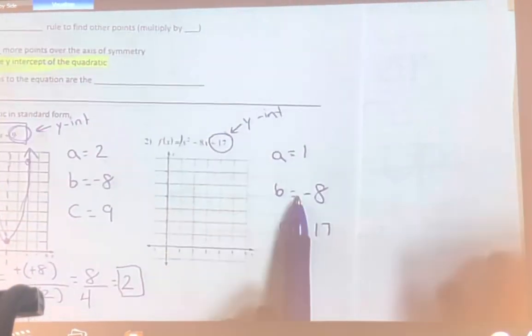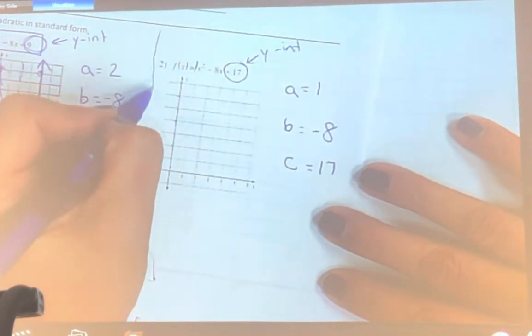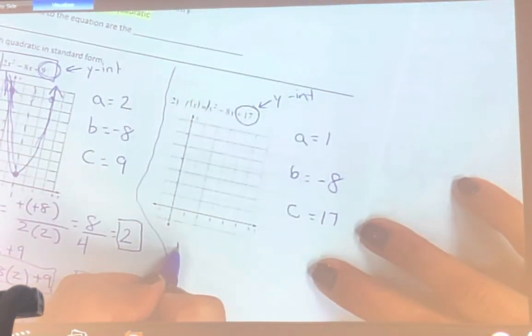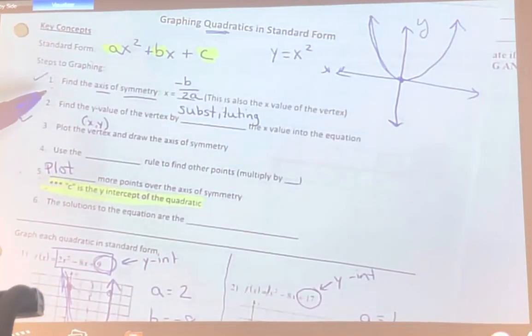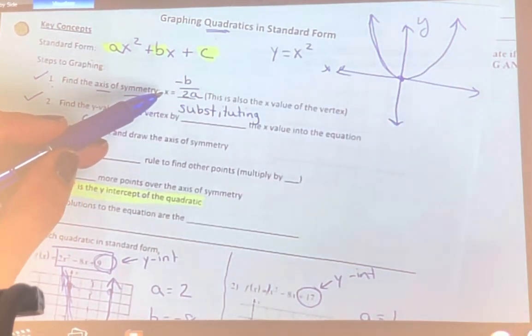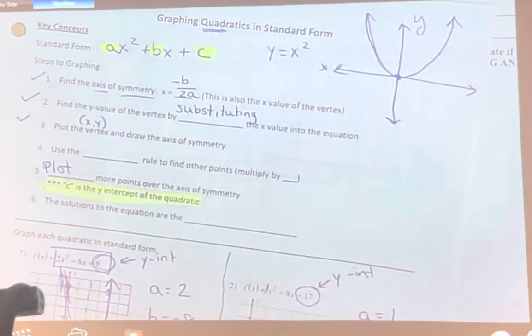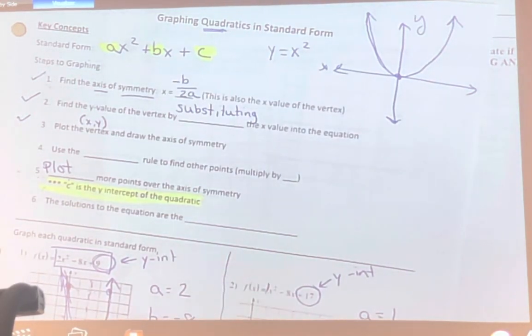All right, so we found A, B, and C here. Let's do it again. Let's do our steps. Step 1, find the axis of symmetry, which is x, and you're going to write it out: x equals negative b over 2a. Everybody say that. X equals negative b over 2a.